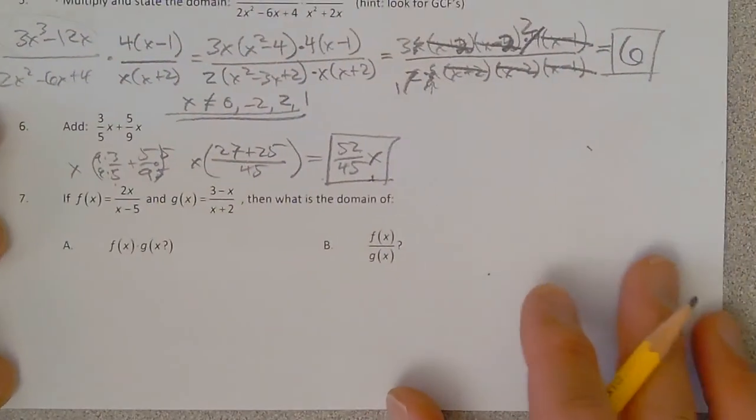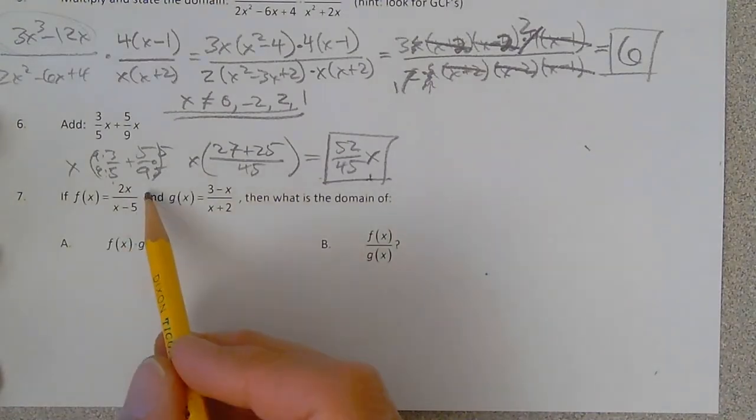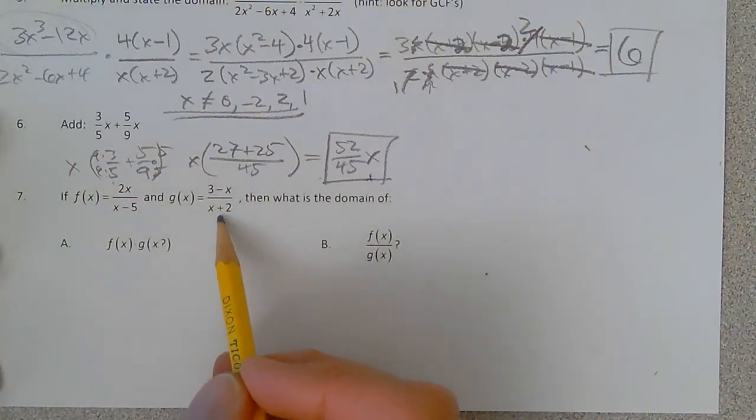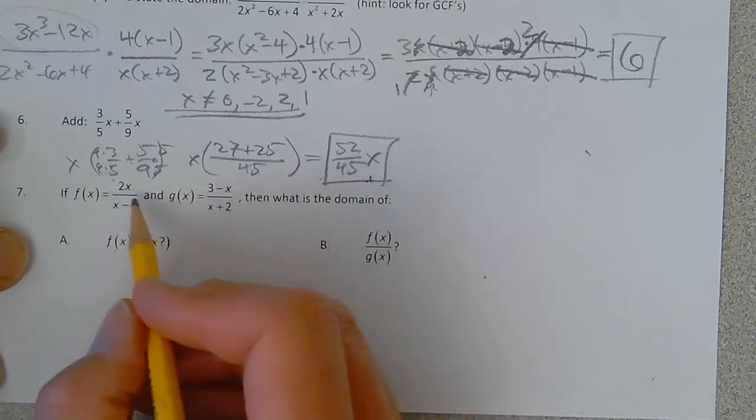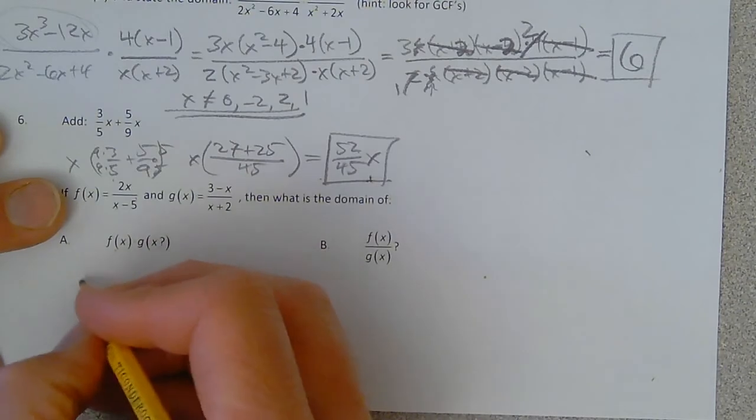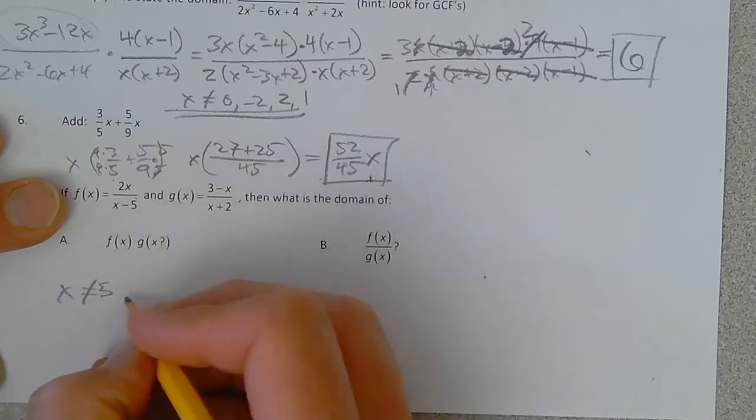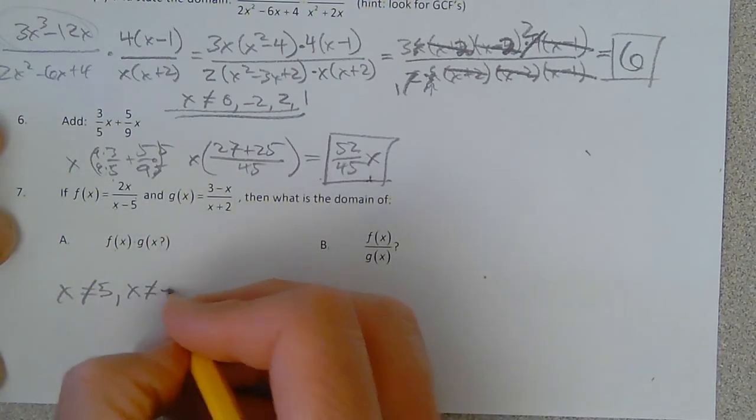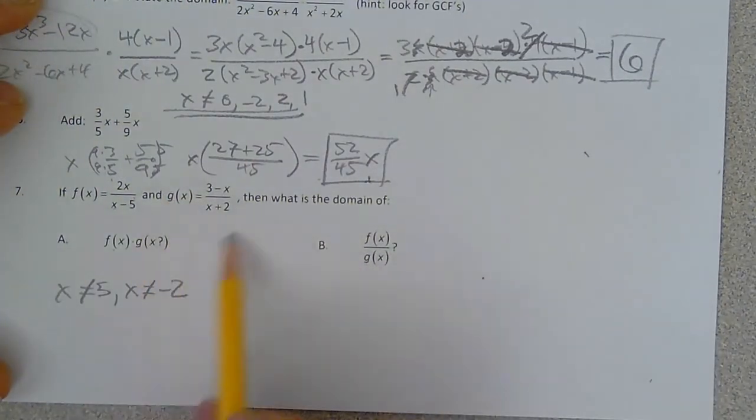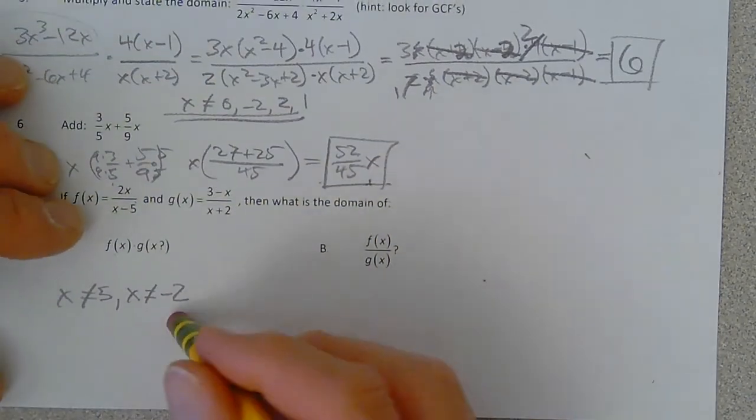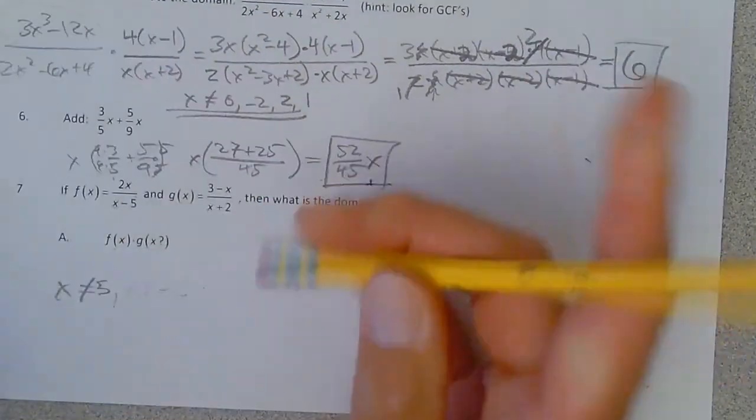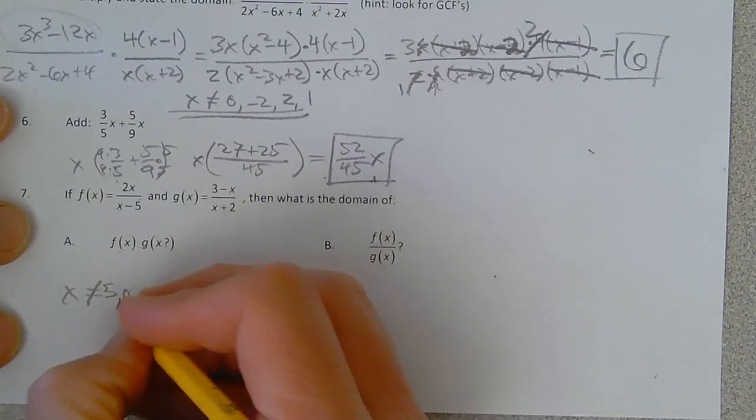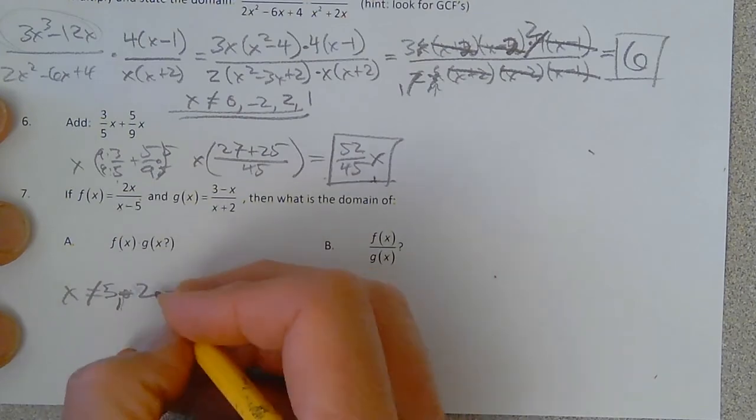All right, finally here, if f(x) is 2x over (x + 5) and g(x) is (3 - x) over (x + 2), then what is the domain of f(x) times g(x)? Well, multiplying those together, the x plus 5 would end up in the denominator, so x cannot be negative 5, and x cannot be negative 2. In fact, no matter what's involved, if these two functions are involved, we know that x cannot be negative 5 or negative 2. That's a little inconsistent with the way that I've been writing it. I would have just said x cannot be negative 5 or negative 2.